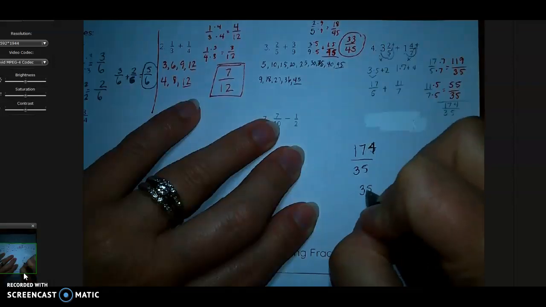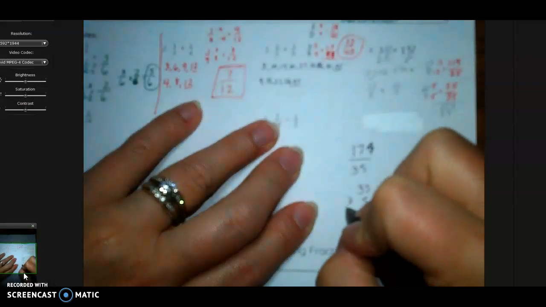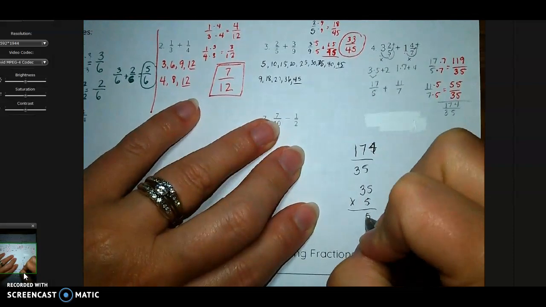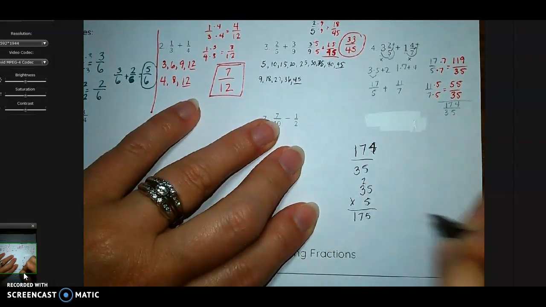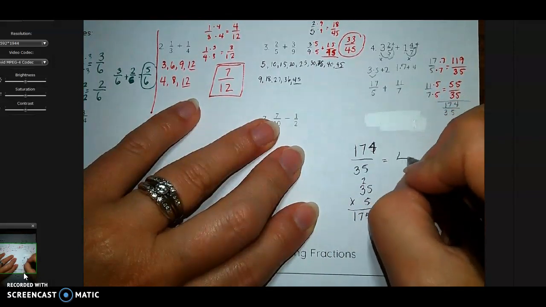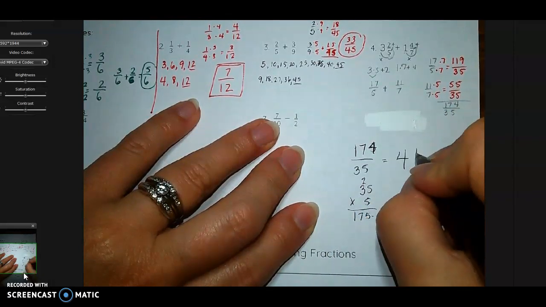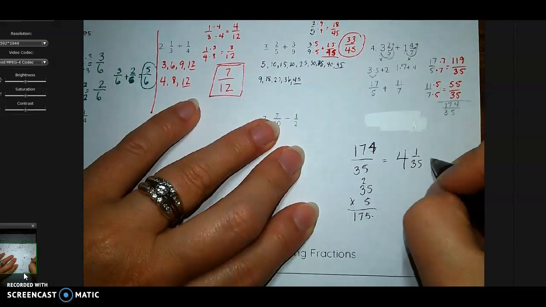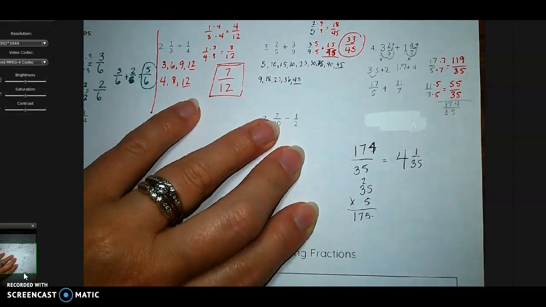So 35 times 5 is 175. So we don't quite have enough. So it's going to be 4, and I'm going to have 1 left over. So my answer is going to be 4 and 1/35 on that mixed number one.